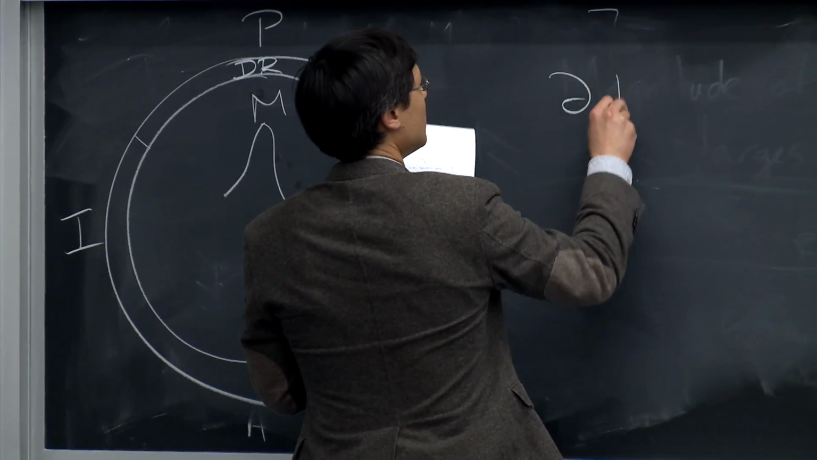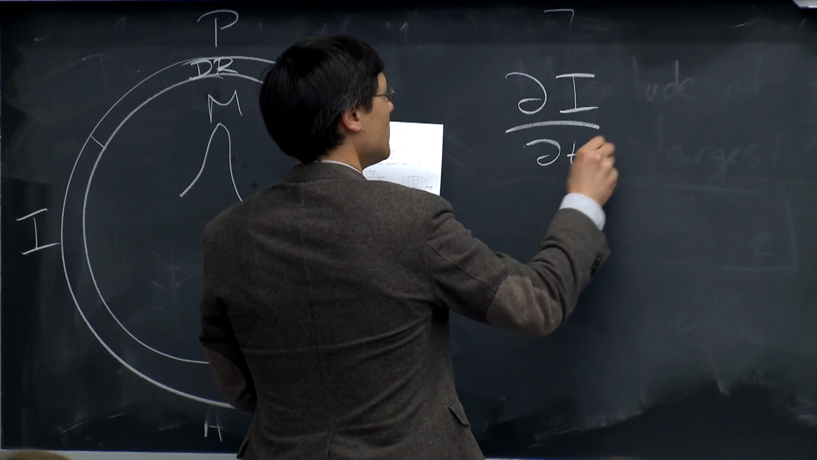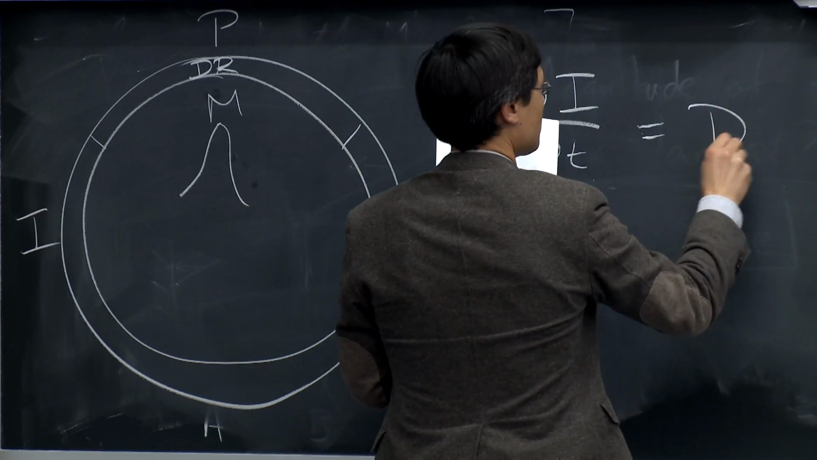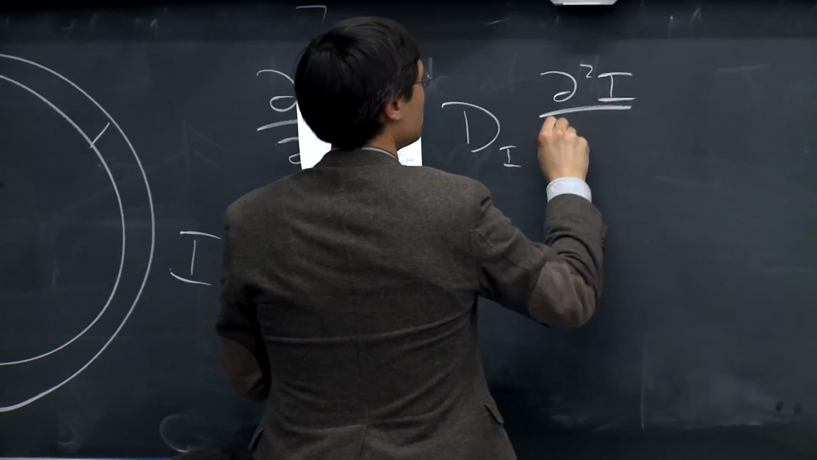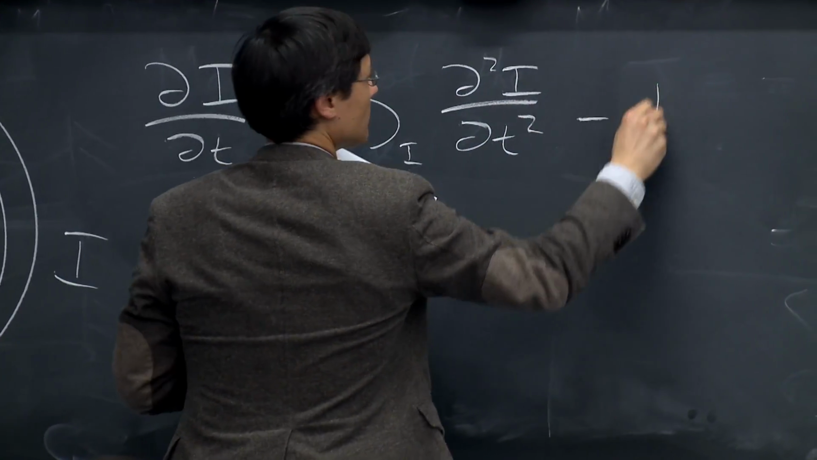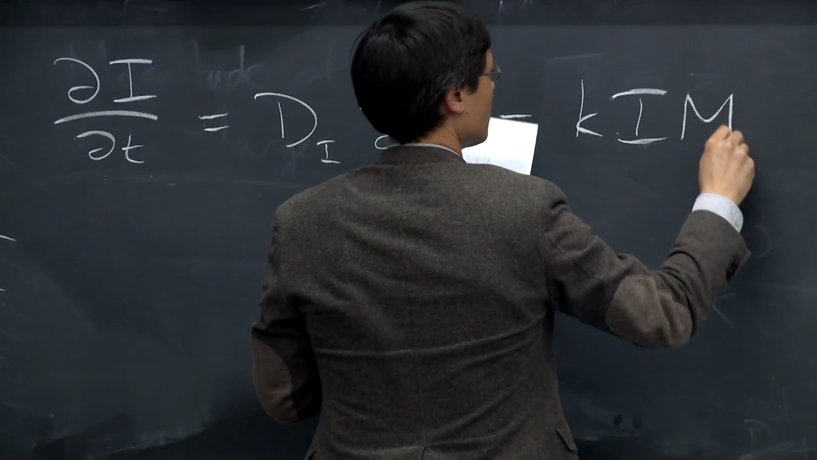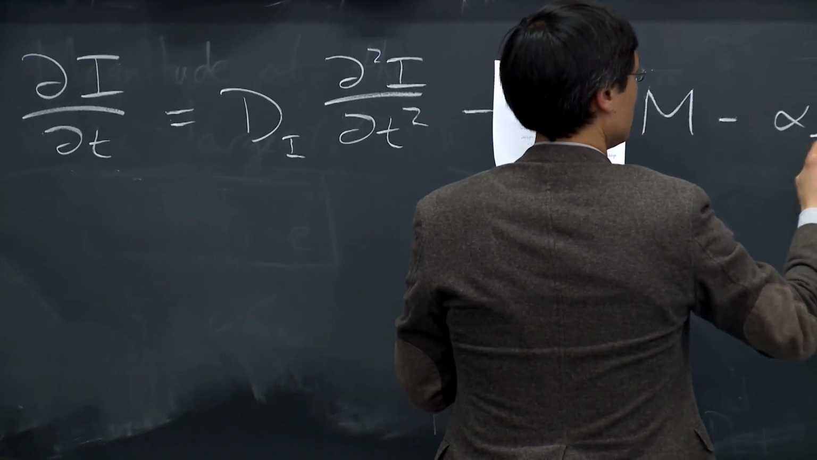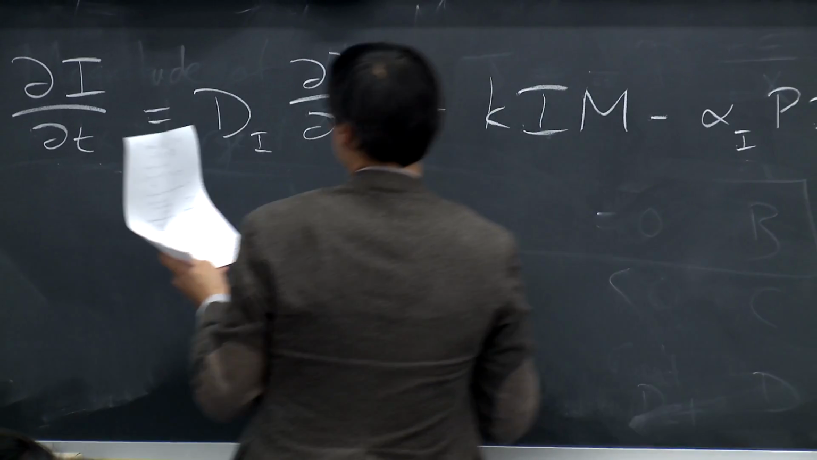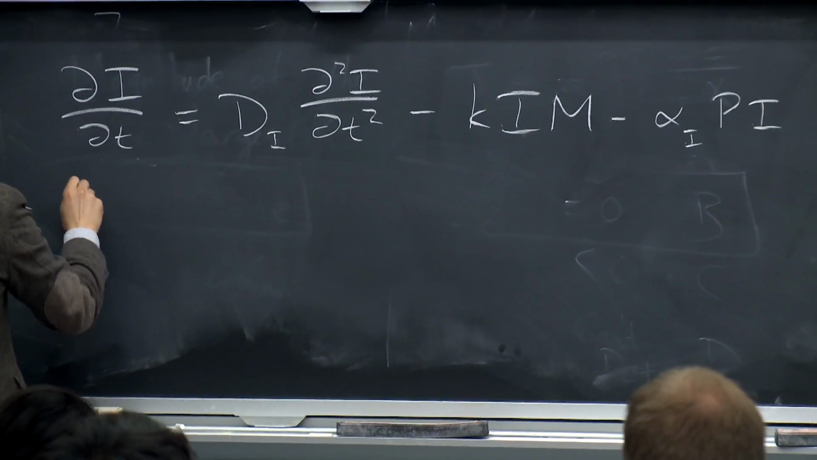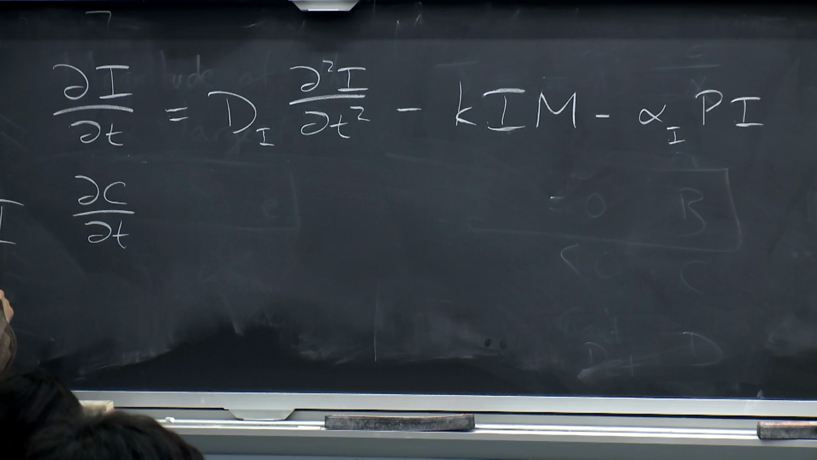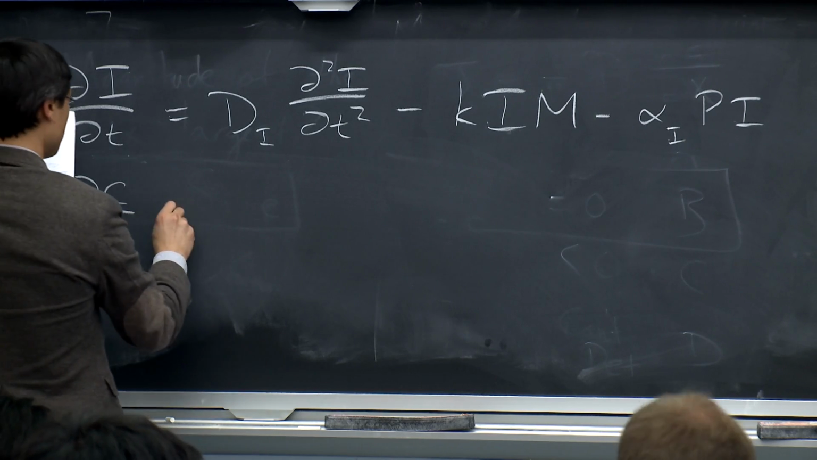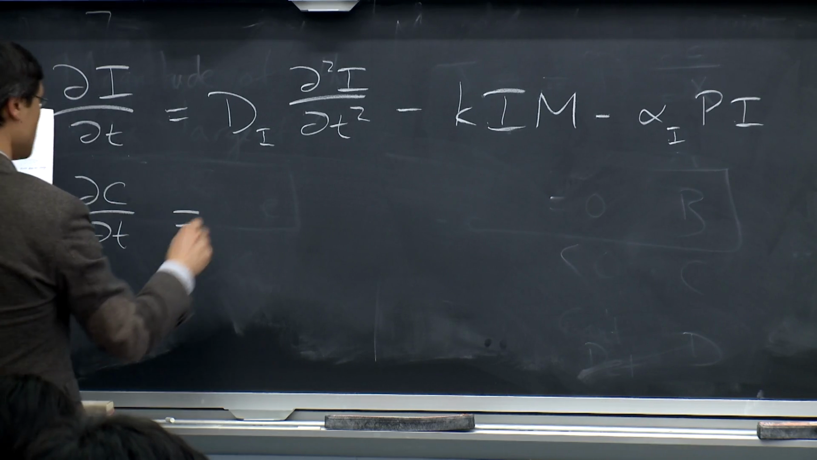And if you look at the equations that they write down, right, so we have diffusion of the inhibitor. This is the complex of the inhibitor and the morphogen, okay? Complex C.